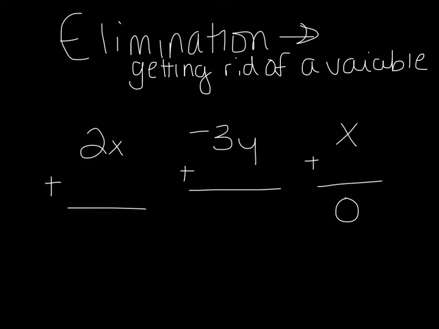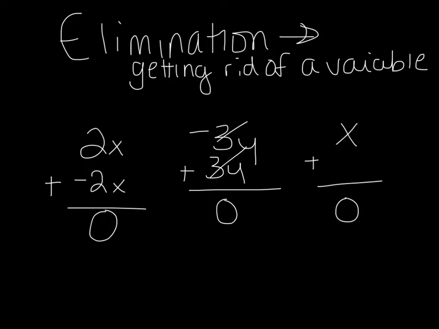We want to figure out what we would add to 2x to make it equal 0. Well, we would add negative 2x to it to make it equal 0. So that's what we would use to eliminate the positive 2x. Okay, what would we add to negative 3y to make it equal 0? Well, we would add a positive 3y to make those cancel out.